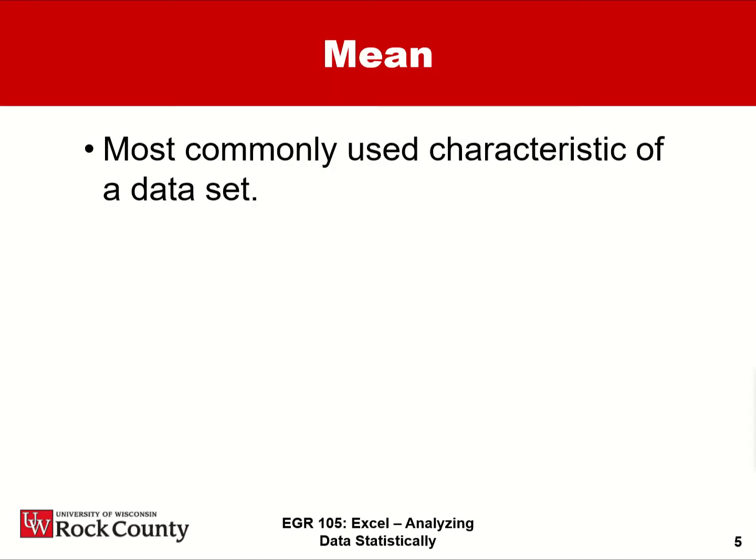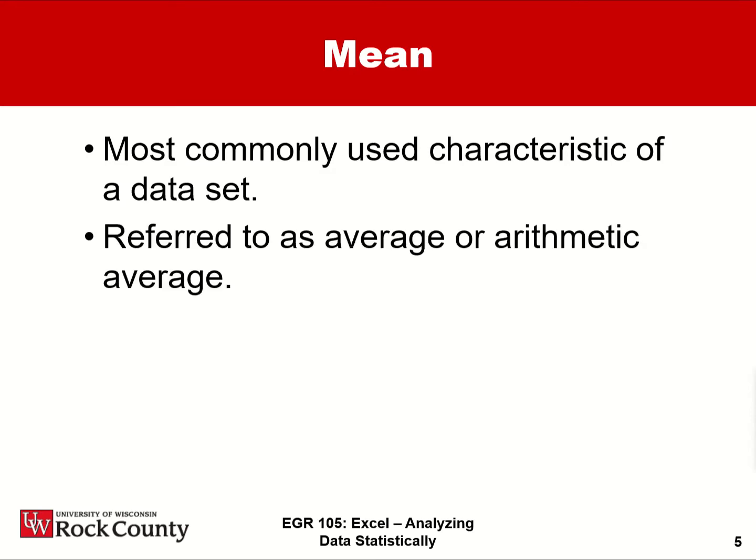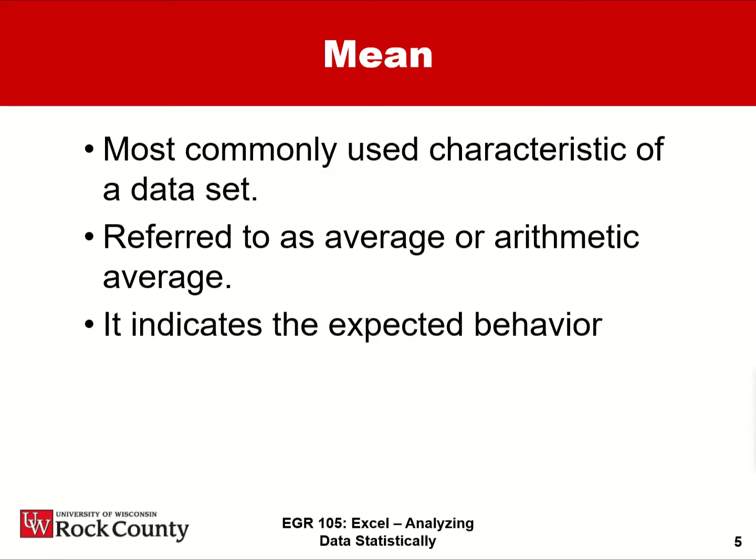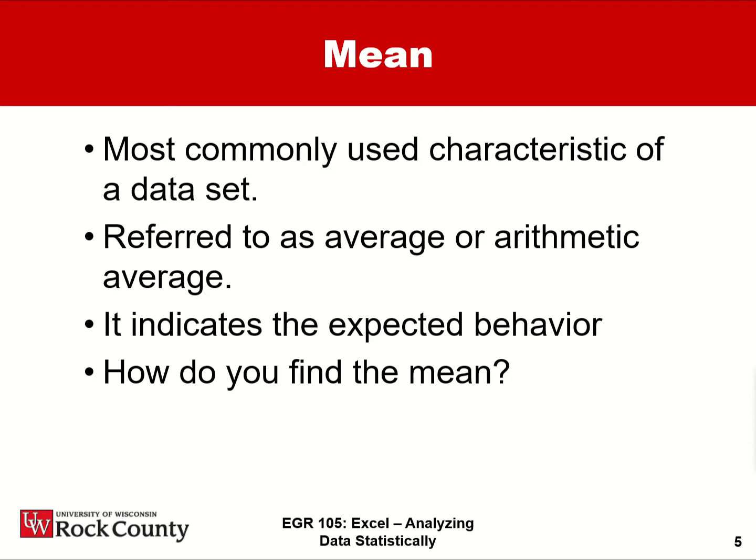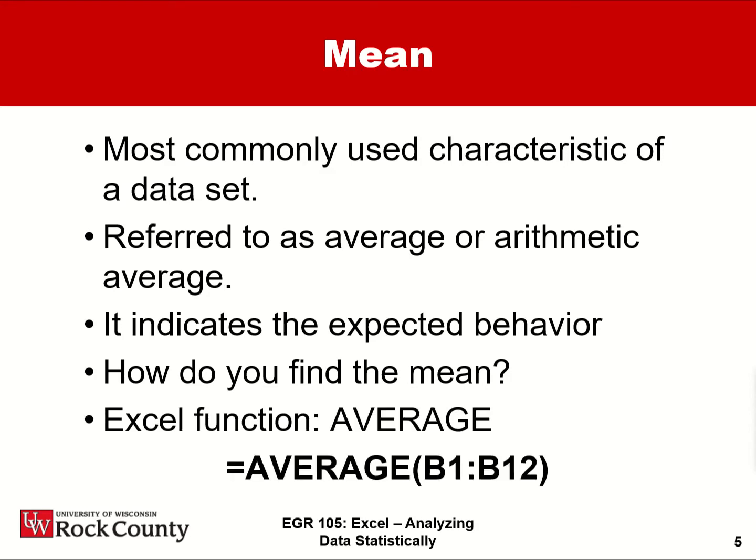So the most common one that we talk about typically is mean. Right, it's the most commonly used characteristic of a data set, right? And the mean really refers to the average or arithmetic average, right? And it indicates our expected behavior. We expect most things to be around our mean, or our average. And how do we find it? Well, in Excel, we use a function called average.